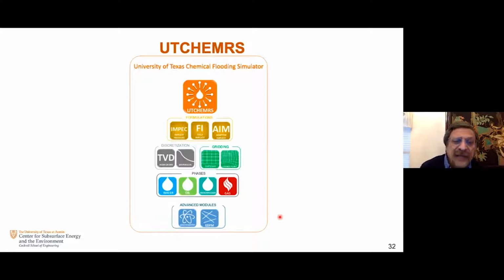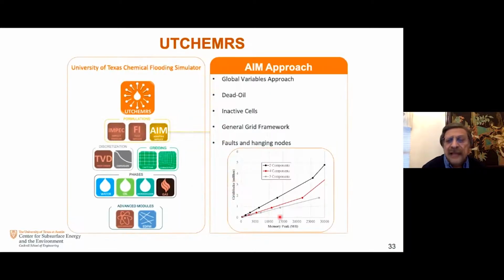Okay, some of the other features implemented in the simulator are the high order method with total variation diminishing and limiters, and it can also handle discrete fractures, which I'm going to talk about in a few minutes. This simulator has the capability to use millions of grid blocks, and it runs fairly fast and very reliably.